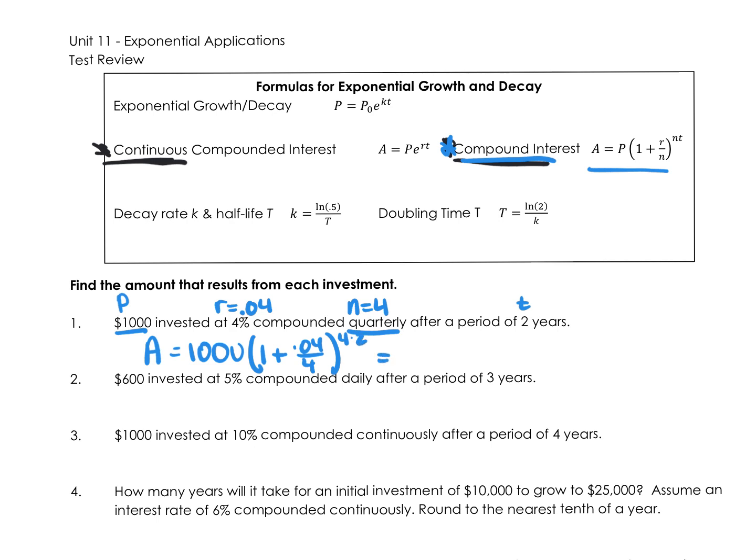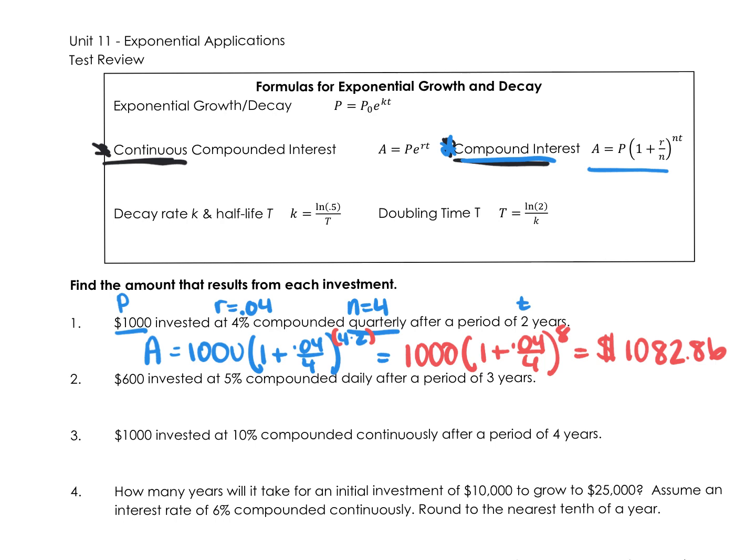Now, you can type it all into the calculator, but you have to make sure you put these two together. So I recommend multiplying those two together first. So you have 1,000, 1 plus 0.04 divided by 4 to the 8. And if you type that into your calculator, you should get the answer, 1,082.86.